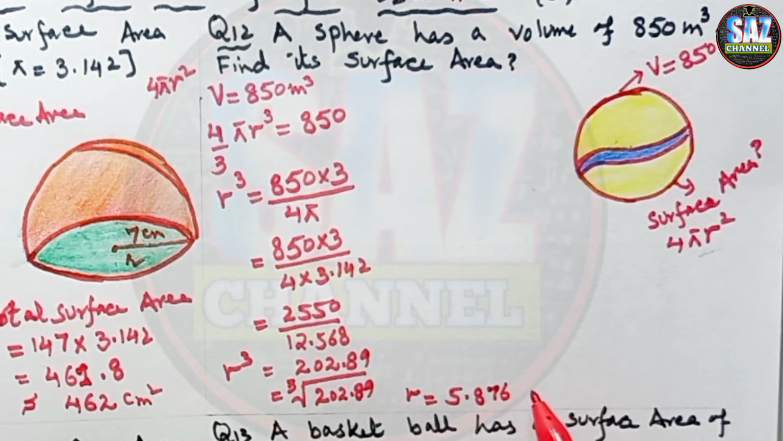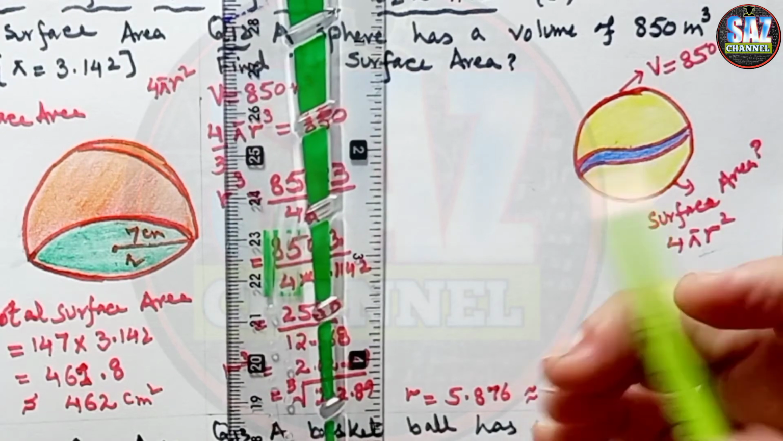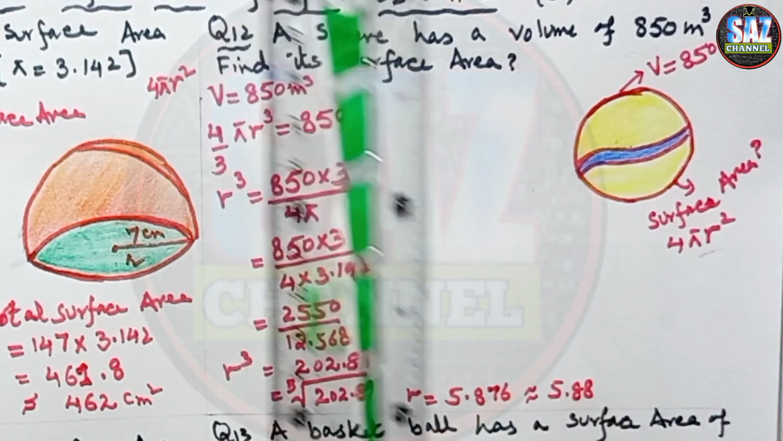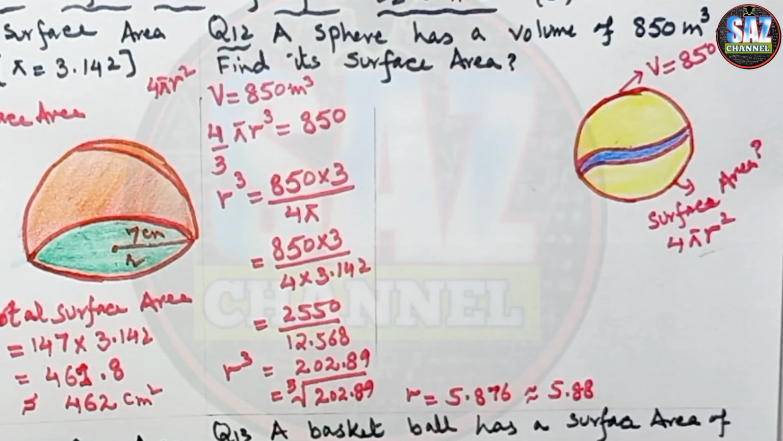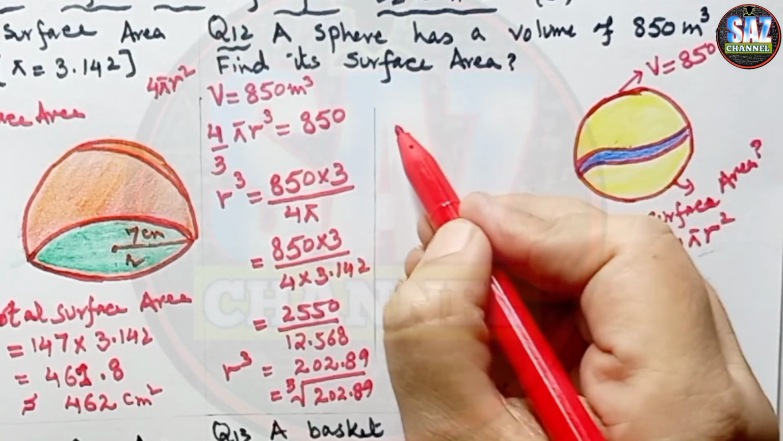Okay, that will be approximately equal to 5.88. Now we have the value of radius with us, and the actual requirement of the question is that we have to find the surface area. So we will be using the value of r, 5.88, for the calculation of surface area.